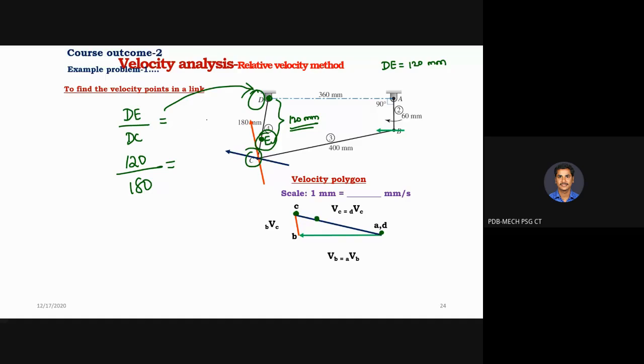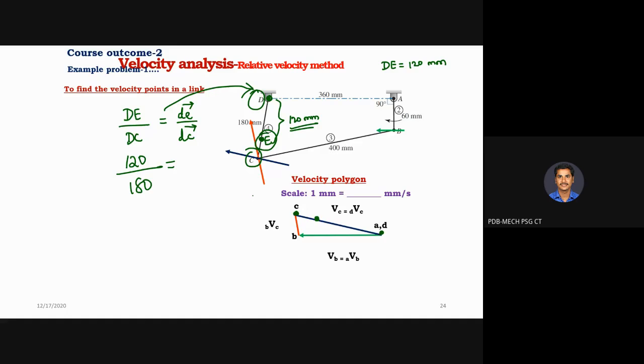That should be equivalent to the corresponding ratios in the velocity polygon. So let me use small de divided by small dc. Small letters indicate it is taken from the polygon and capital letters indicate it is taken from the configuration diagram. So we are using the proportion concept for finding the unknown. We know what DE is, what DC is. What are small de and small dc?